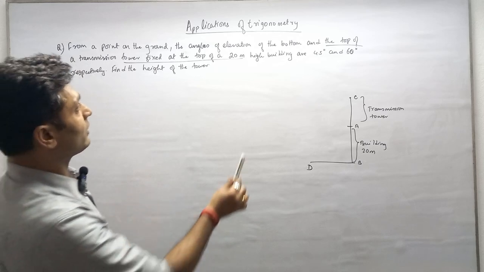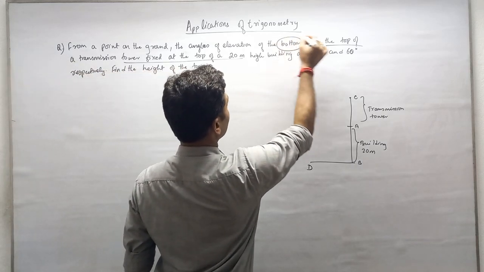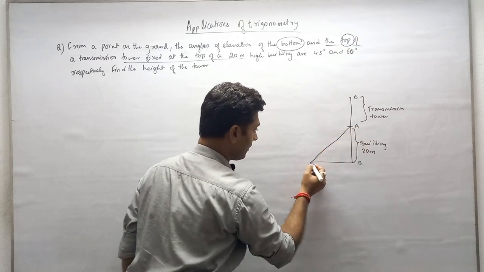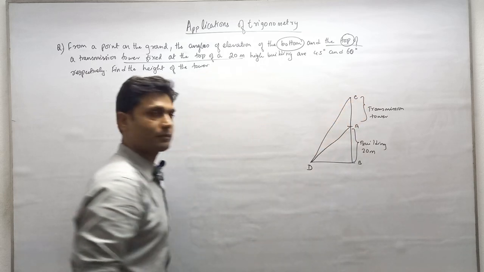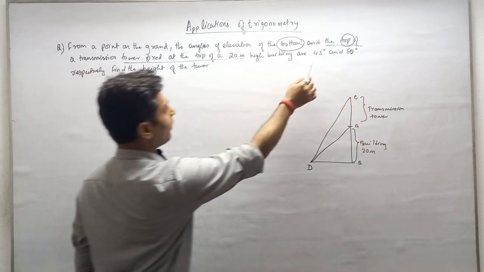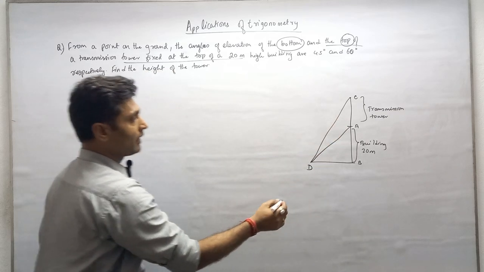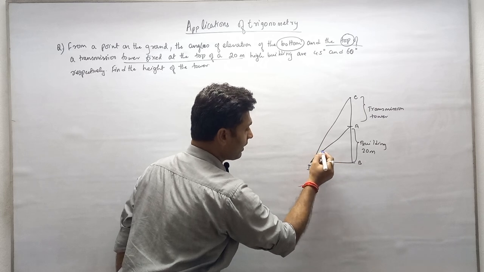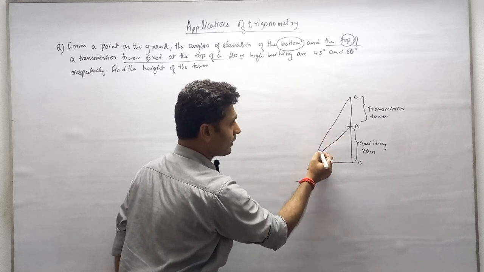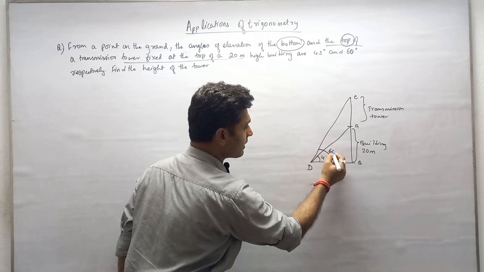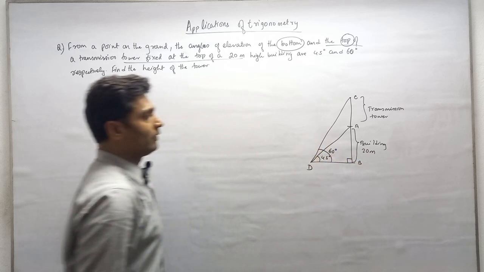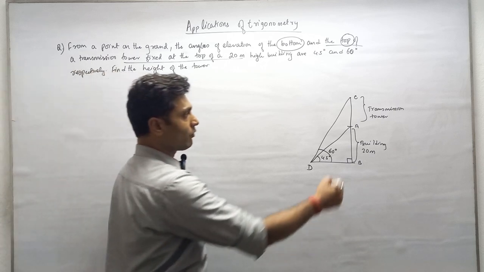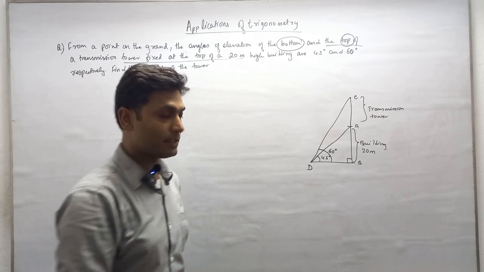The angles of elevation of the bottom and the top of the tower are 45 and 60 degrees respectively. That means the angle of elevation of the bottom of the tower is 45 degrees, and the angle of elevation of the top of the tower is 60 degrees. This is 90 degrees. Now what we need to find is the height of the tower. Height of the tower is AC, right?